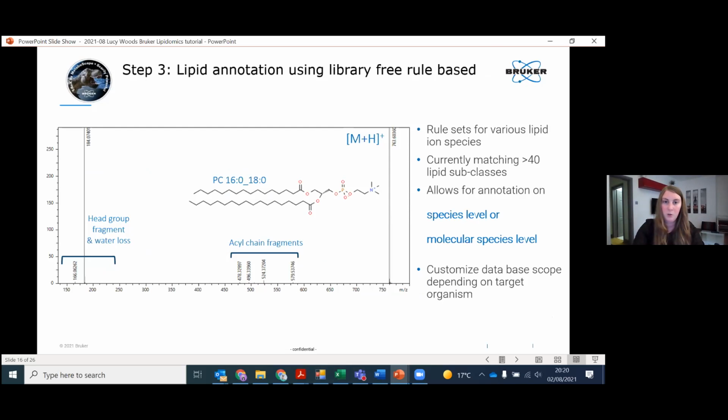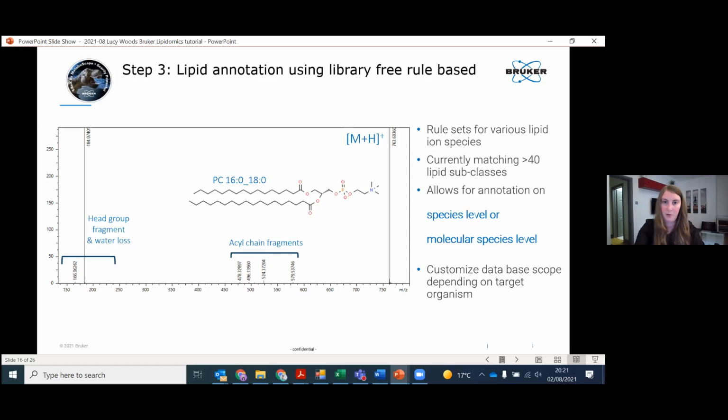And in order to annotate the data, this was an example of a single spectrum for a PC lipid, where we can see this head group loss, but we can also see these backbone fragments, which are able to give us a deeper level of annotation. So we can see from these fragments that we have a PC 16:0_18:0 lipid.